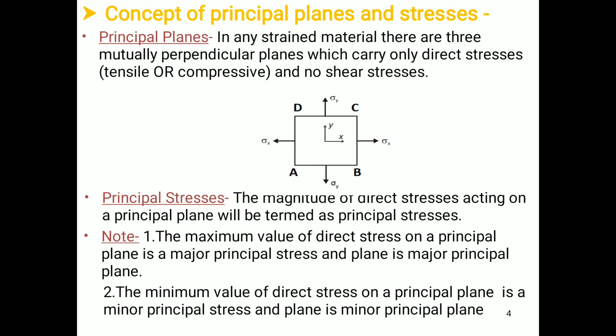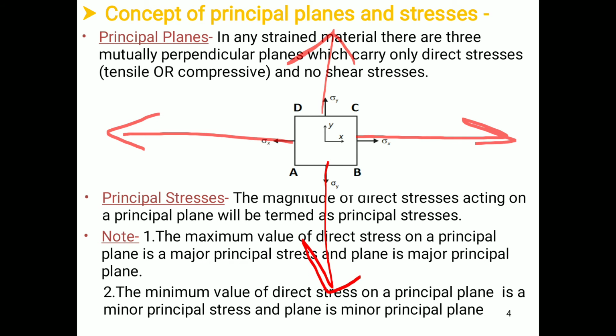Okay, so from this figure we will concentrate on figure A, B, C, D. It's a two-dimensional one. It is subjected to sigma x along the x direction and sigma y along the y direction. Now this stress is acting normally or perpendicularly to the planes BC, CD, DA and AB. So it makes an angle of 90 degrees with the plane.